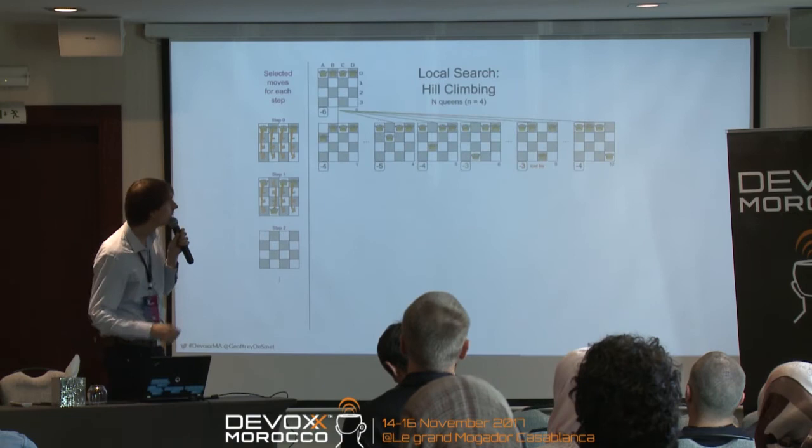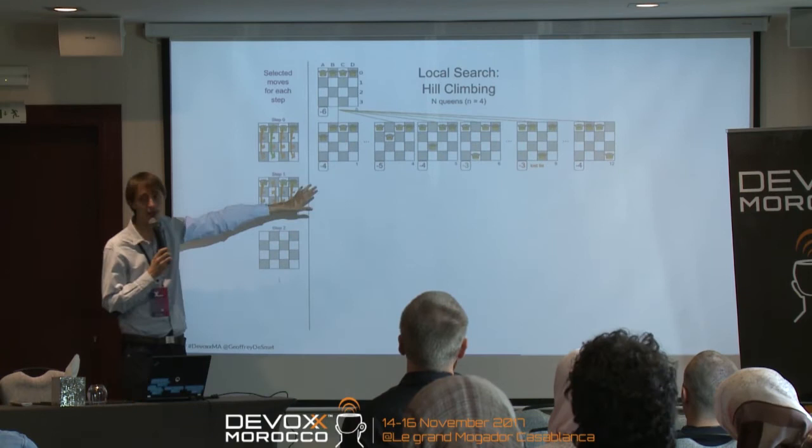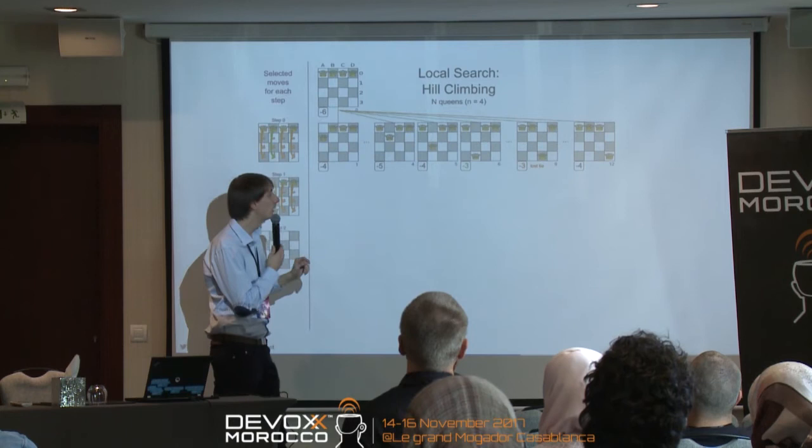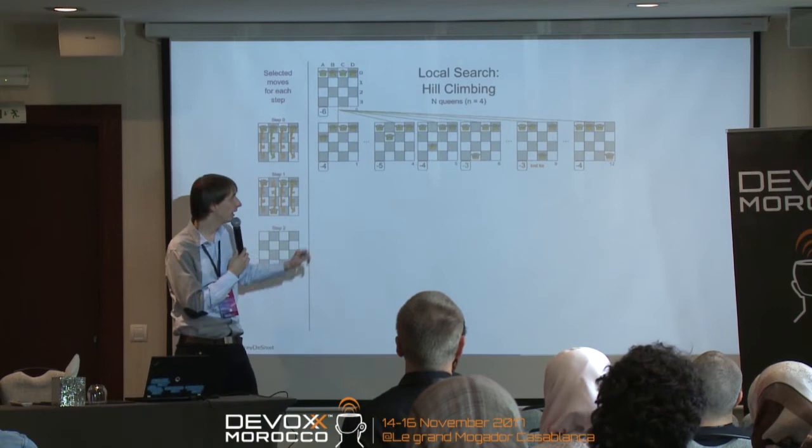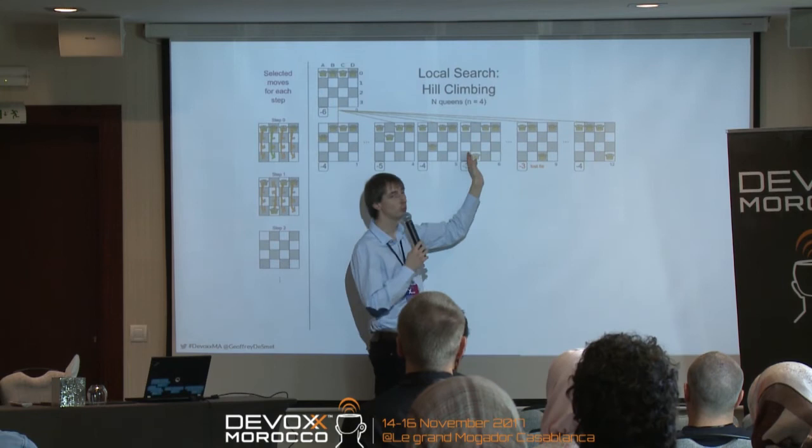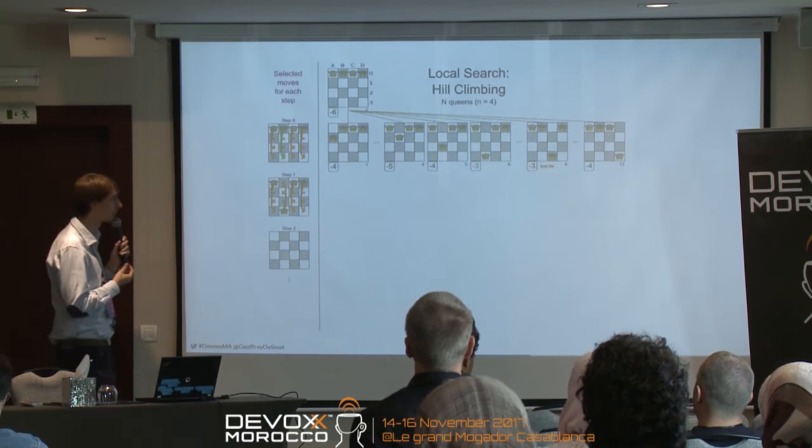So we try moving the first queen down, the second queen down. Again, this is not n to the power n, this is n to the power 2. So it's much, much less, even though it still looks like a lot. You can see here we are looking at only 12 cases. And the best one we take from that. Sometimes there's two that are the best, and then we roll a dice to pick which one we want. Yes, random, this is how these algorithms work.